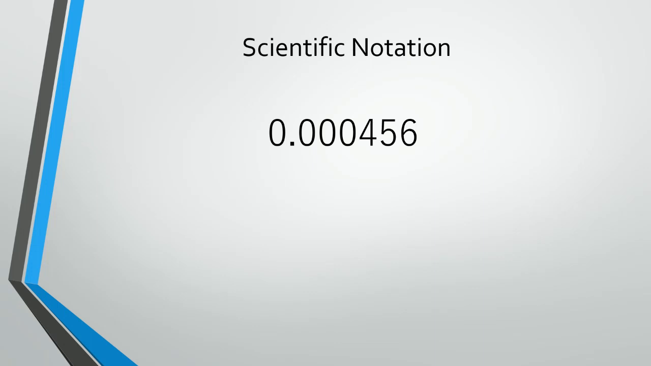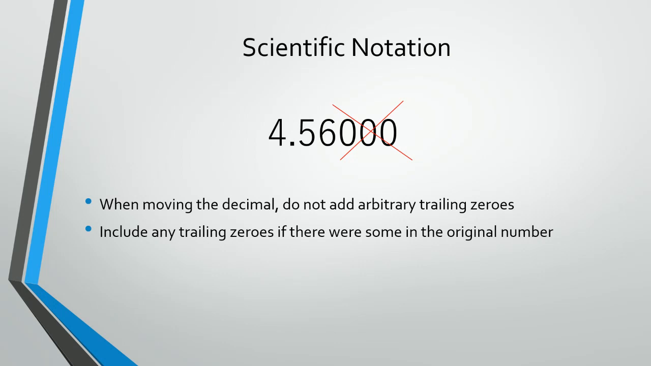All right, so here's another example of a number that is smaller, so it's less than 1. So we need to move the decimal, where should we move the decimal? To the right, and it's going to be right after the 4, right? What do you guys think the exponent's going to be? -4, right?